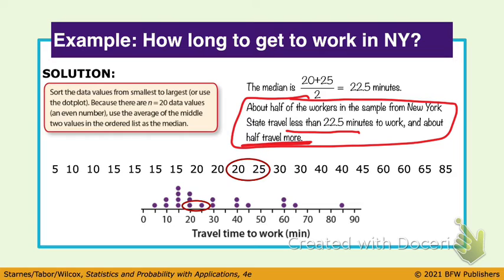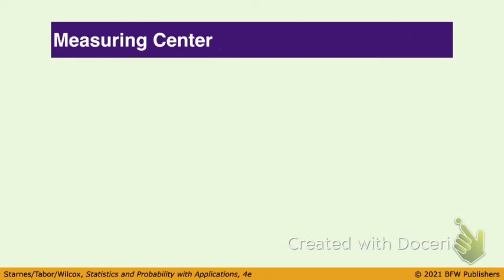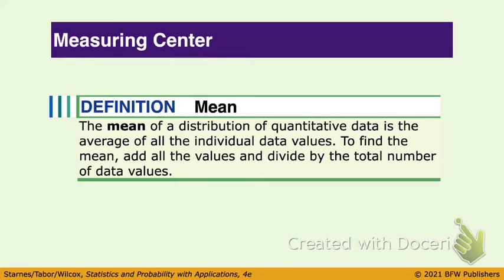All right, now we're going to transition and talk about the other measure of center. What's the other measure of center? Mean. So we're going to talk about the mean. Do you guys know how to find the mean? I mean, we just found a mean, right? We just found the mean of 2 numbers.